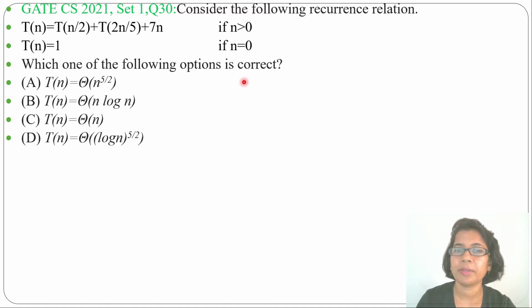Hi, let's solve one previous question of algorithm analysis. This question was asked in GATE CS 2021 set 1, question number 30. Consider the following recurrence relation. One recurrence relation is given. Which one of the following options is correct? Four options are given.